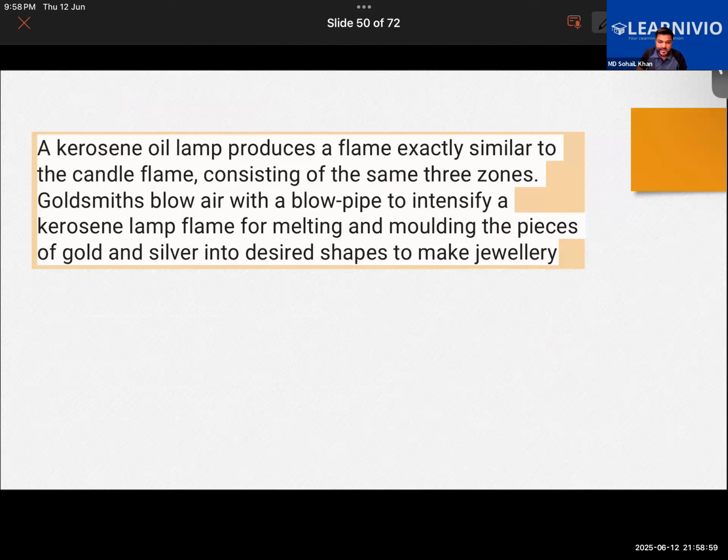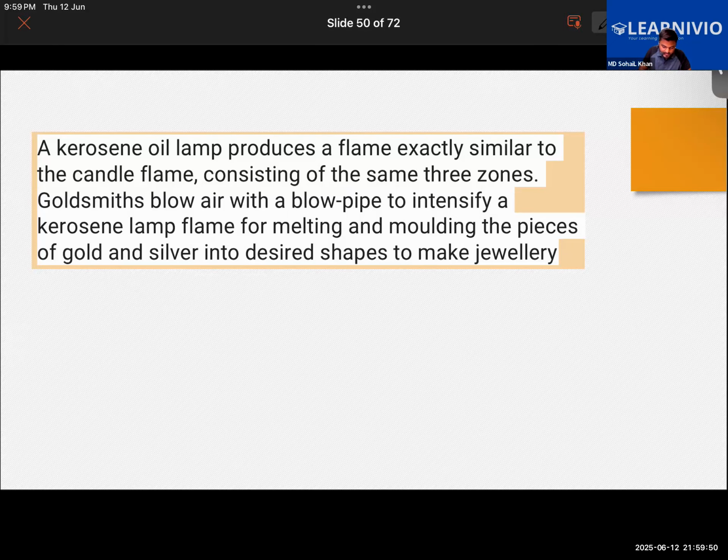And this thing has several applications also. Goldsmiths, you know, would be blowing air with a blowpipe to intensify the kerosene lamp flame for melting and molding pieces of gold and silver into desired shapes to make jewelry. If you know about the traditional method of making jewelry, nowadays machines are available with the help of which jewelry of different designs can be made. But back in the day, and even today, many jewelers make jewelry by hand. They take a kerosene lamp, and with the help of a pipe or a fan, they blow air into it so that the lamp flame gets intensified.